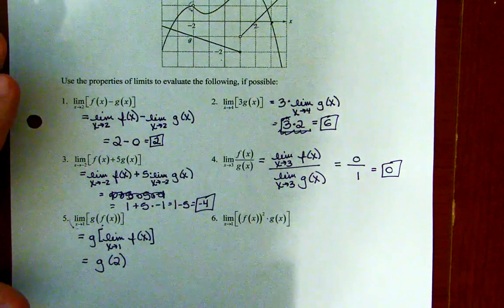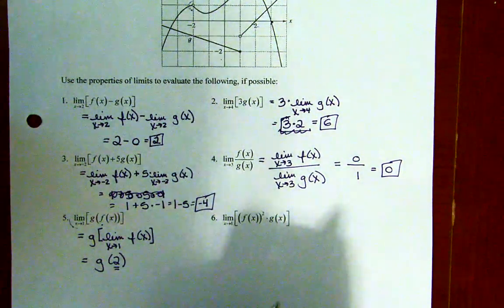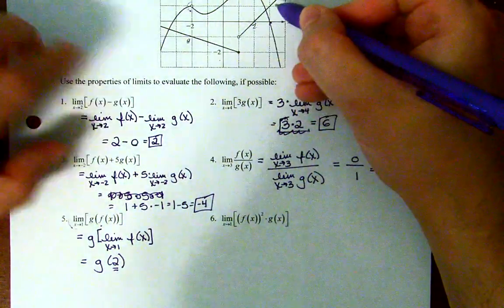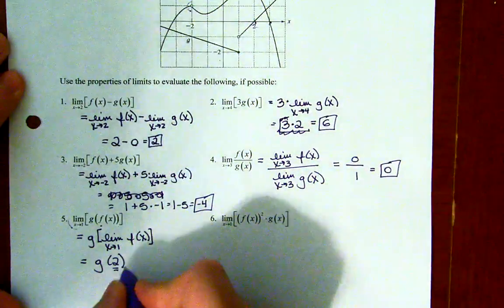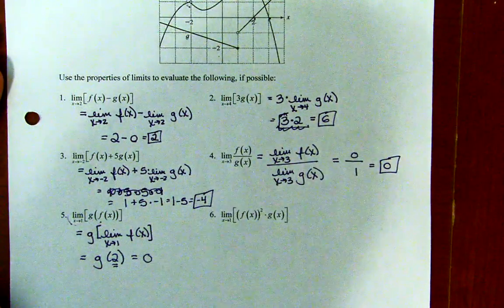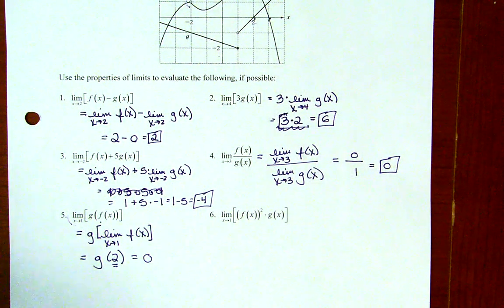Before I go on, I just need to make sure my g function is continuous at x equals 2, because if it's not, I'm not allowed to use this property. But it is. That's good. What's g of 2? What's the y value right there when x equals 2? 0. See if you can try number 6. Again, uses two different properties, but I think you can figure this out.